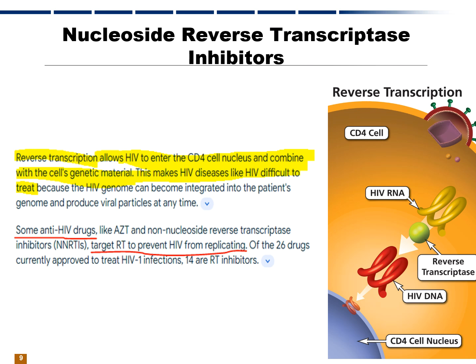Some anti-HIV drugs, like AZT and non-nucleoside reverse transcriptase inhibitors, target reverse transcriptase to prevent HIV from replicating. But those are drugs that were used in the past, and we have newer drugs currently, which we'll be talking about in terms of how we treat the HIV virus.